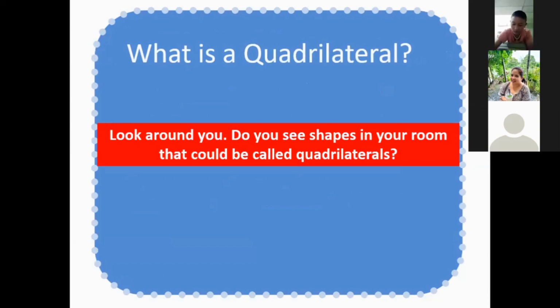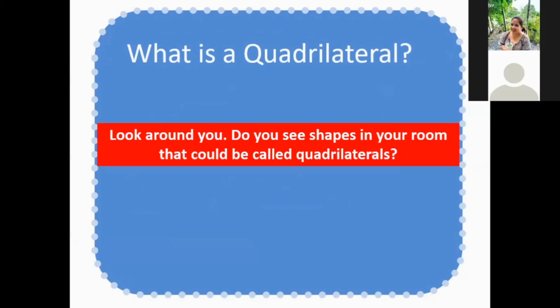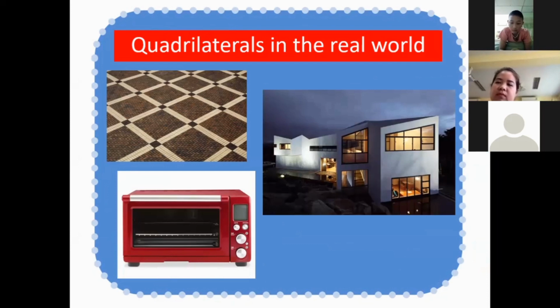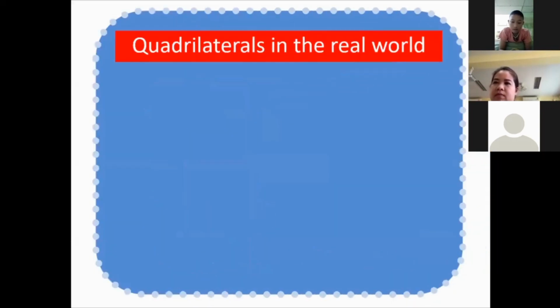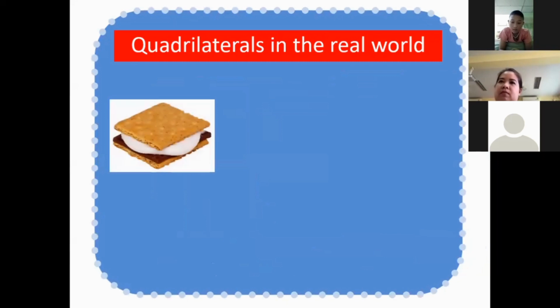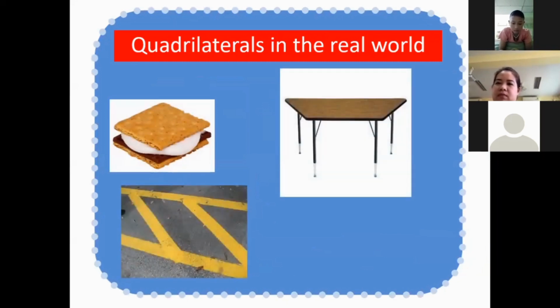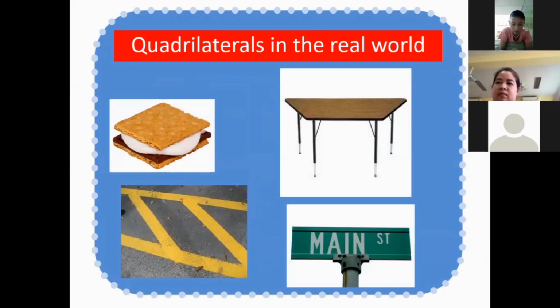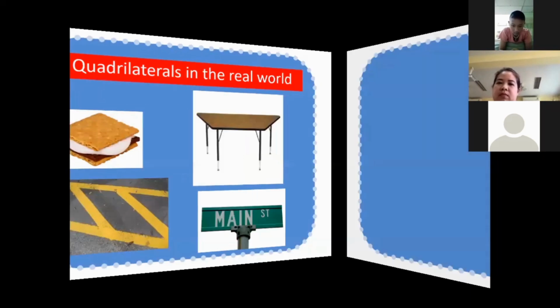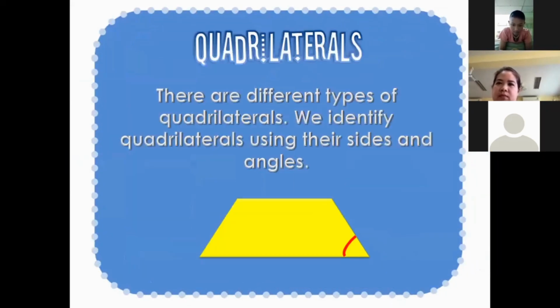Look around you. Do you see shapes in your room that could be called quadrilaterals? You can see quadrilaterals everywhere: on the floor, inside the houses, the toaster, the cookies, the table, the road, and the main street, right? So we can see many quadrilaterals everywhere. There are different types of quadrilaterals, and we identify them using their sides and angles.